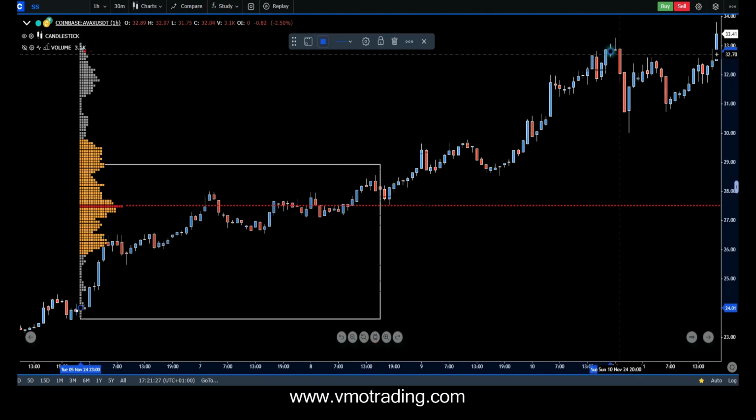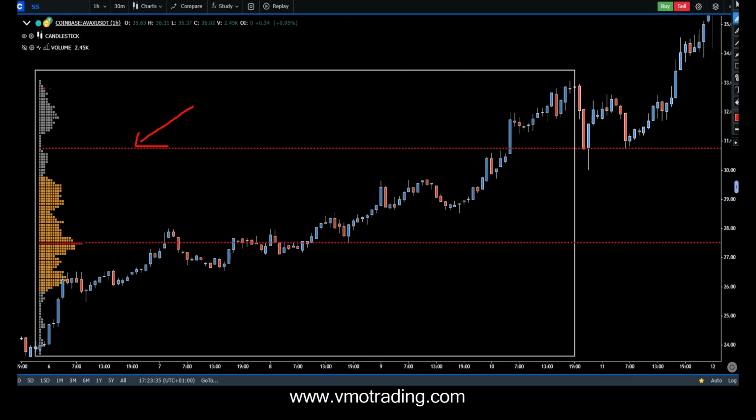Extending the profile. In the upper part of this profile, marked with the arrow, you see a very thin profile zone, which is called a single print. The single print zones are areas which show strong aggression of buyers in this case. And on the right hand side you see buyers coming back to this area to defend their positions.